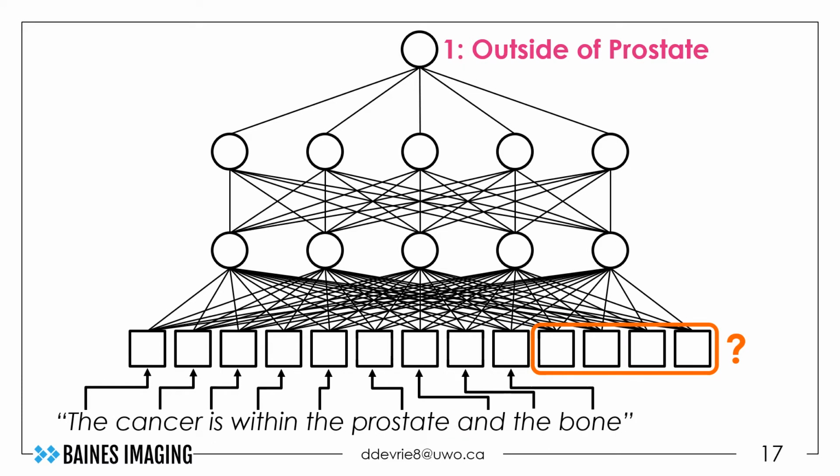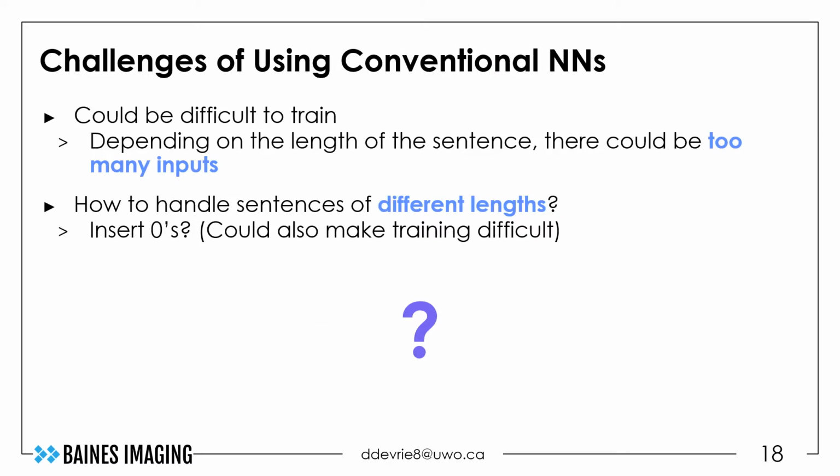And we could also notice that the problem of having different length sentences can really start to present itself if we have very short sentences where we have a lot of inputs that are missing. So we can see that using conventional neural networks can be very difficult. As we said, they can be very difficult to train, especially if we have very long sentences. We would have too many inputs. And also we have this problem of how do we deal with sentences of different lengths.